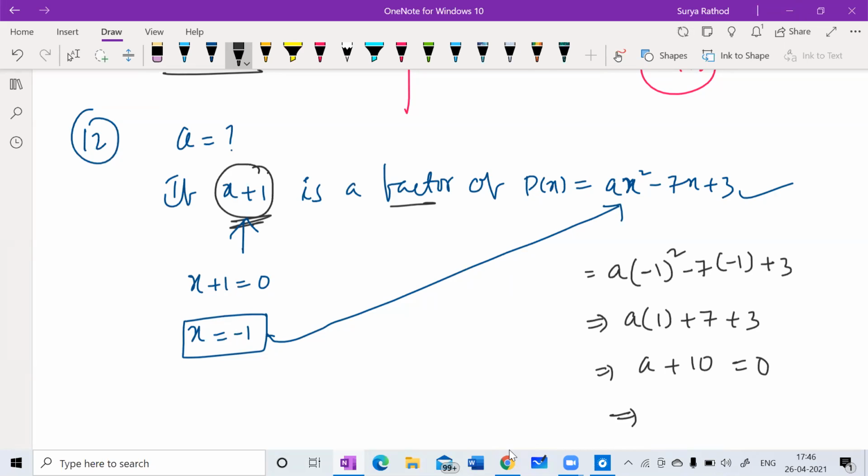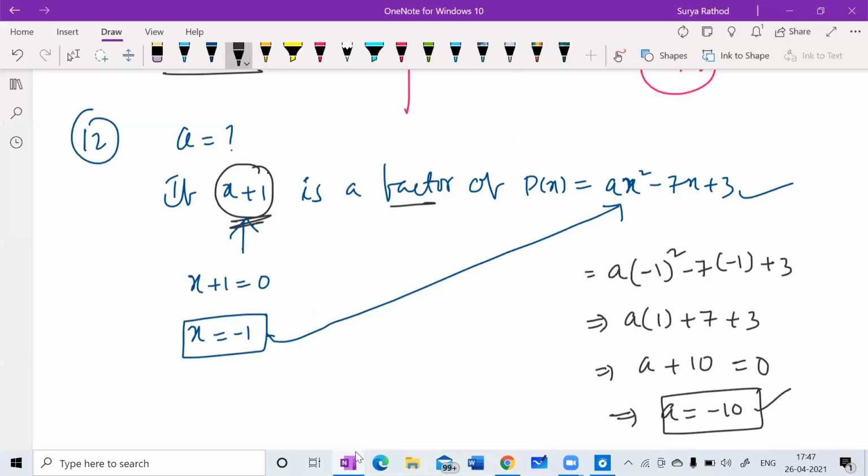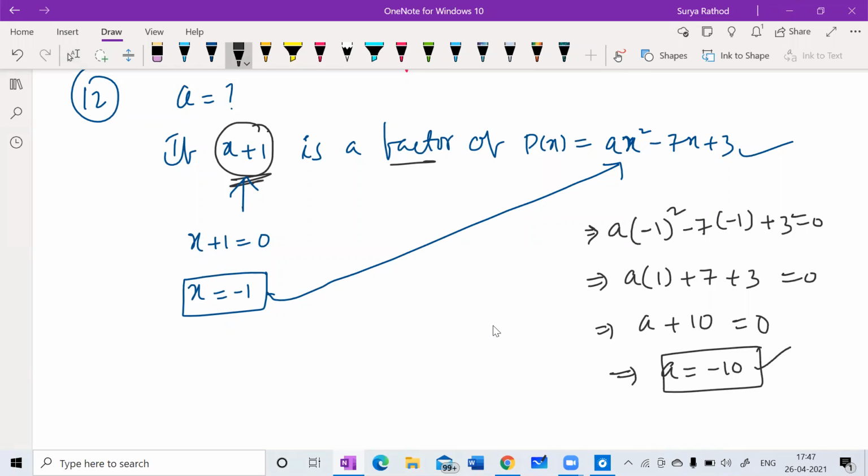All right. See here, what I'm getting now? A equal to minus 10. What is my a value? Minus 10. Are you getting my point? Yes. x plus 1 is a factor of this. All right. So this one is equal to 0. Let us write equal to 0. Getting my point? a into -1 square minus 7 into -1 plus 3 is equal to 0. So if I calculate that, I am getting a value as -10. Are you getting my point, children?